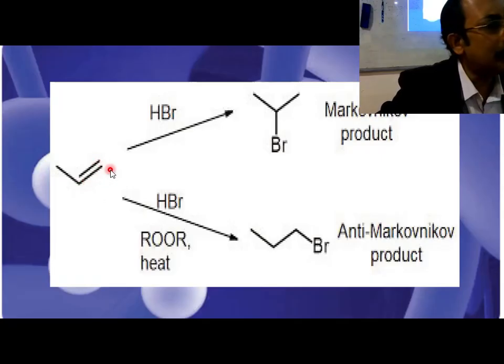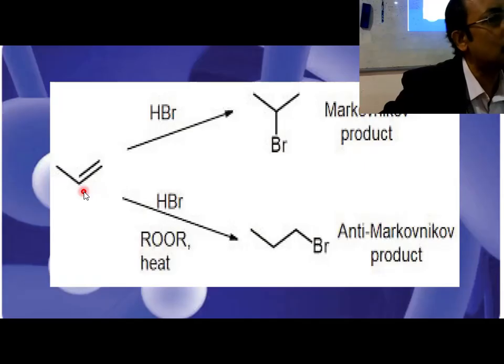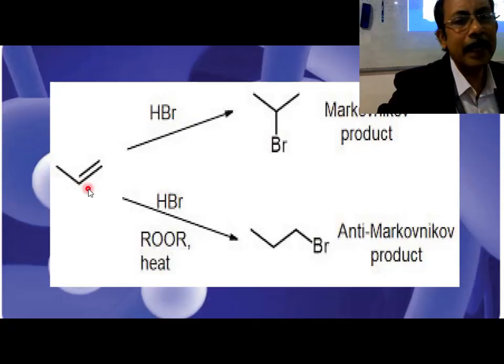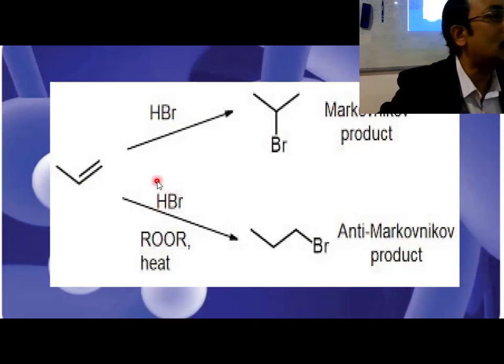If it is added to the terminal carbon, we are getting a secondary radical, which is more stable. So obviously it is supposed to be added here. So bromine will be added here, and you are getting the secondary radical. This radical will abstract one hydrogen from another molecule of HBr, and you are getting the final product, this. This is the final product.